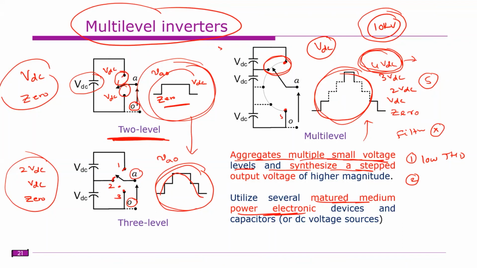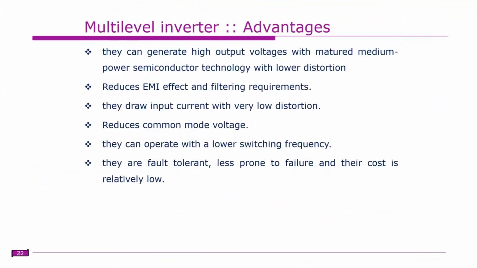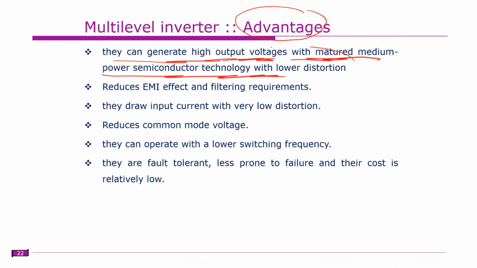The main reason for going for multi-level inverters is to increase the voltage handling and the power handling capability of a particular inverter. These are the advantages. They can generate a high output voltage with matured medium power semiconductor technology and with lower distortion.